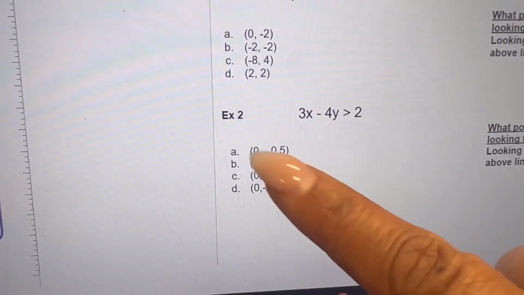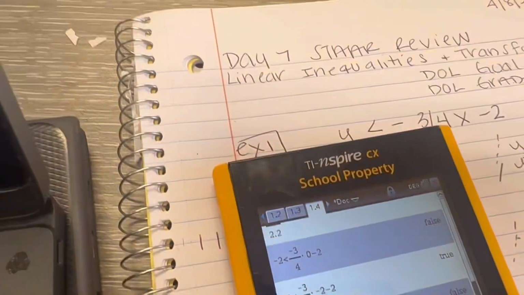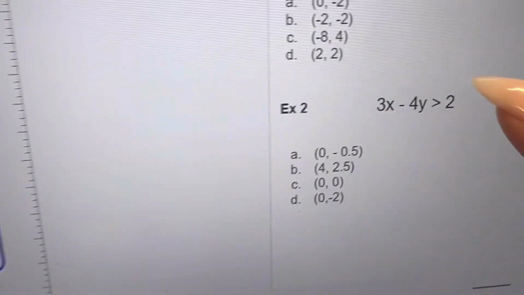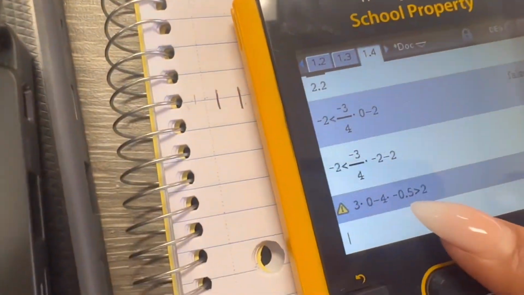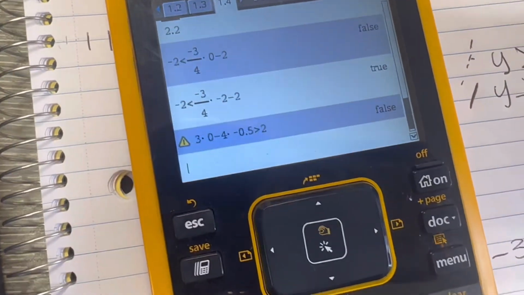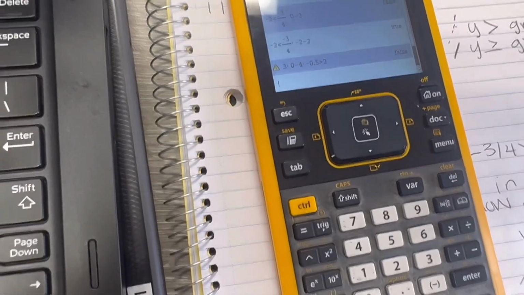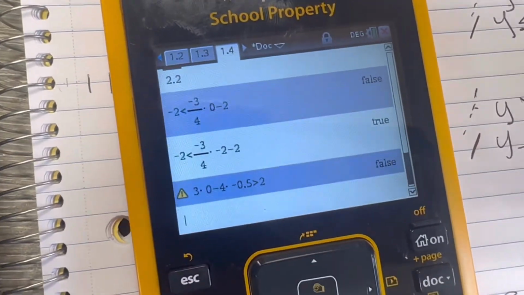And then also double check your entries. As you see what I'm doing, I'm always double checking 3 times 0, minus 4 times the y, negative 0.5, greater than 2. That's the biggest thing, is double checking your entries. Okay, so let's go ahead and do another one together in person here, and we're done.